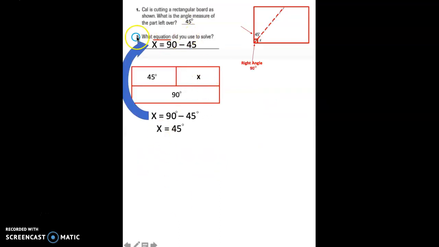Next, we're going to look at number 2. What equation did you use to solve? Well, we already wrote our equation. X equals 90 degrees minus 45 degrees. So I'm just going to plug it in for number 2.